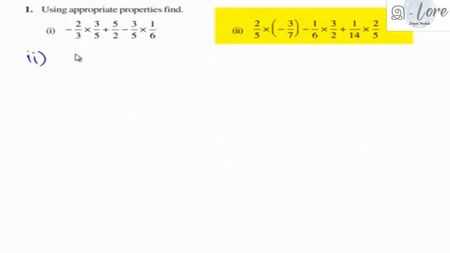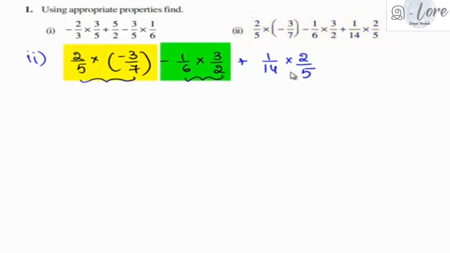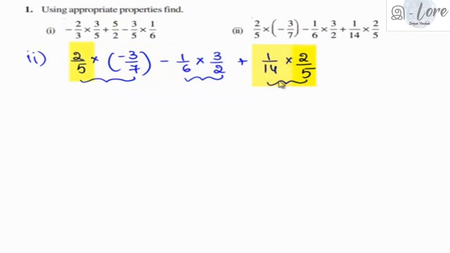The next question is given as 2 by 5 into minus 3 by 7 minus 1 by 6 times 3 by 2 plus 1 by 14 times 2 by 5. The given problem also contains three terms: this is the first term, second term, and this will be the third term. Here the first and third terms contain the common factor 2 by 5.